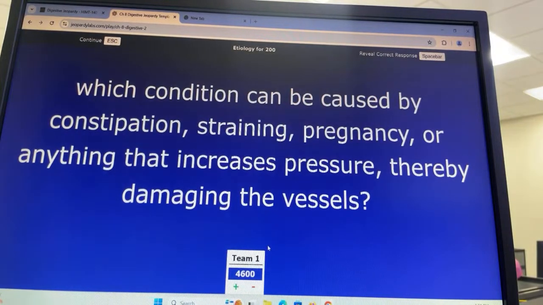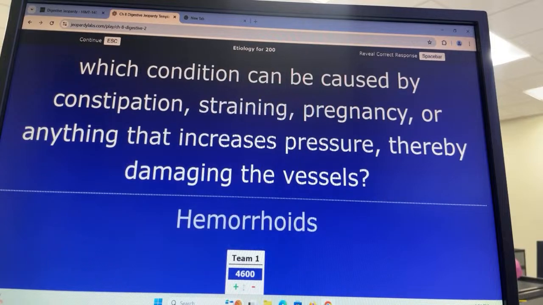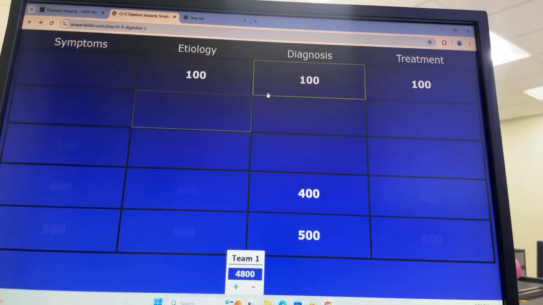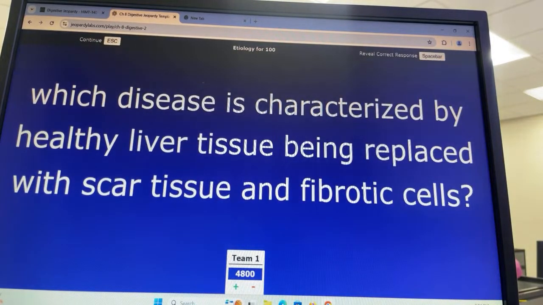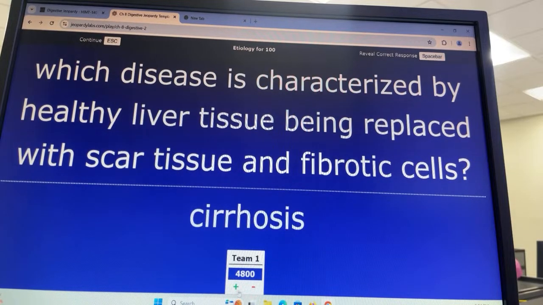All right, which condition can be caused by constipation, straining, pregnancy, or anything that increases pressure, thereby damaging the vessels? Yep, good job. Hemorrhoids. All right, which disease is characterized by healthy liver tissue being replaced with scar tissue and fibrotic cells? Correct, that is cirrhosis.